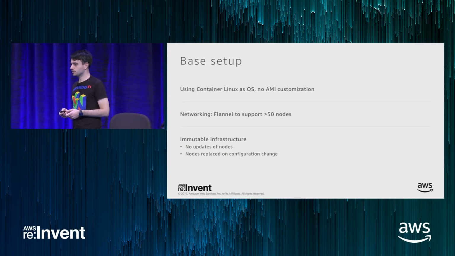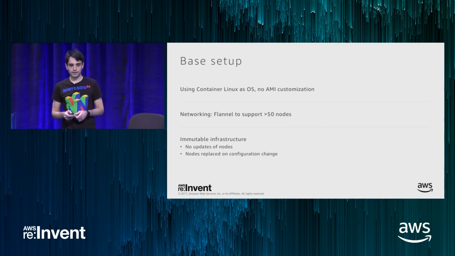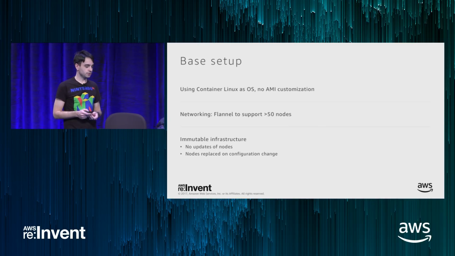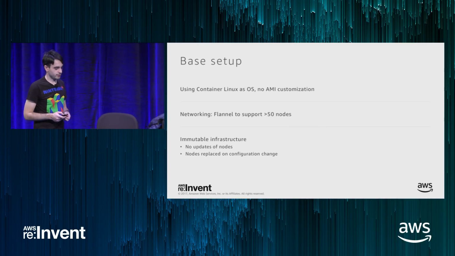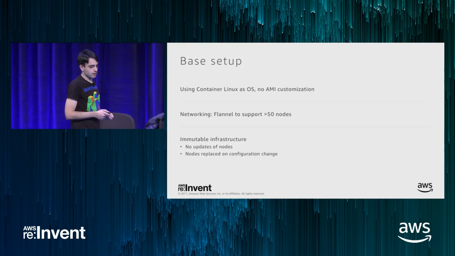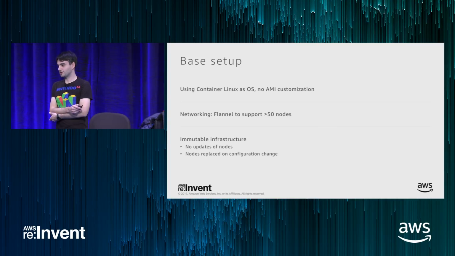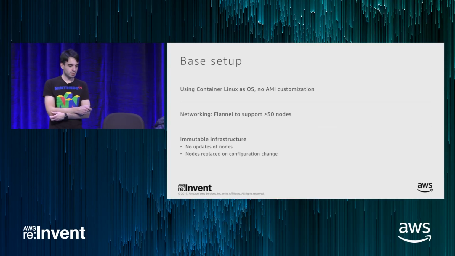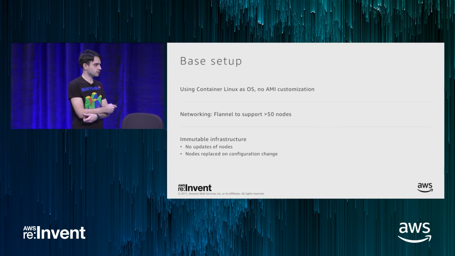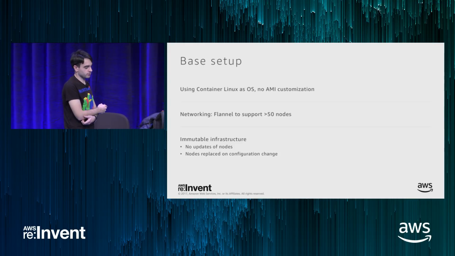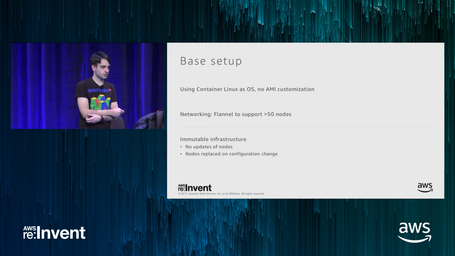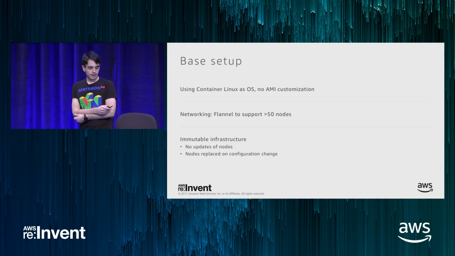Another decision that we took is to use Flannel as overlay network, and we decided to do that to support clusters that are bigger than 50 nodes. And this was due to the limit to the entry in the routing table in AWS. And as I said, we have small clusters, but we wanted to keep this option open to have a bigger cluster, which sometimes we actually used.